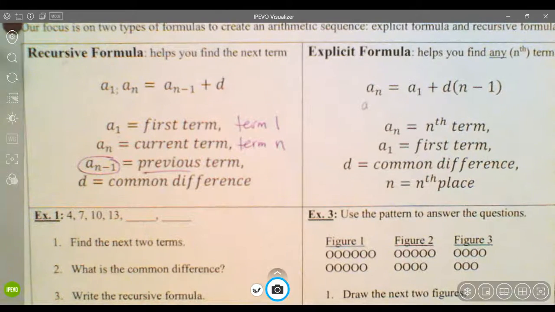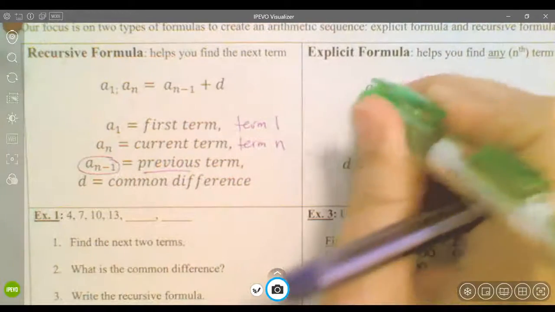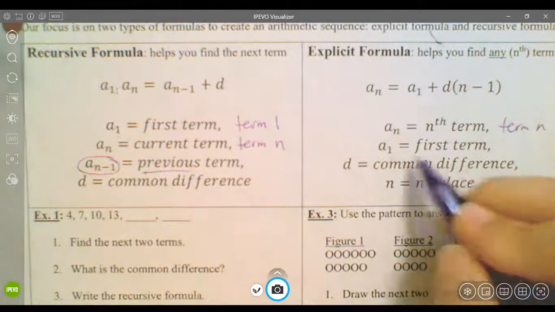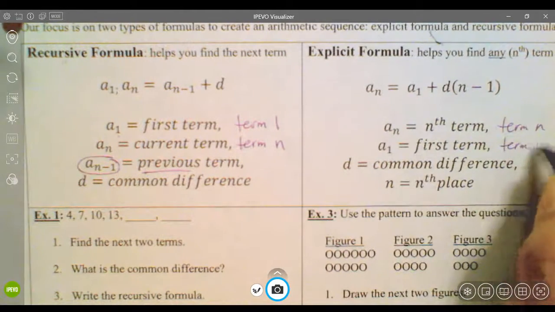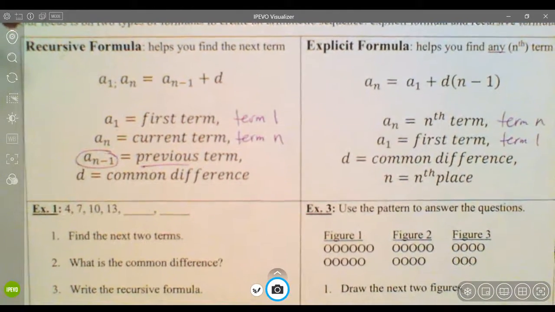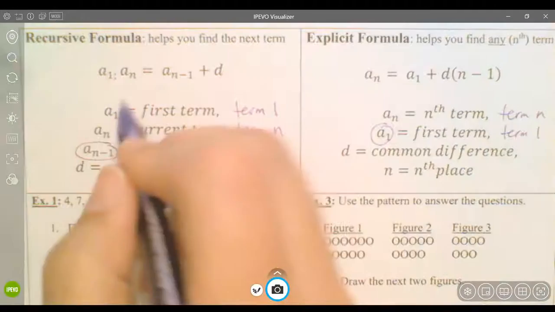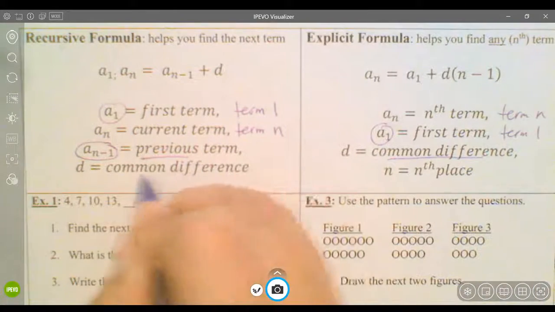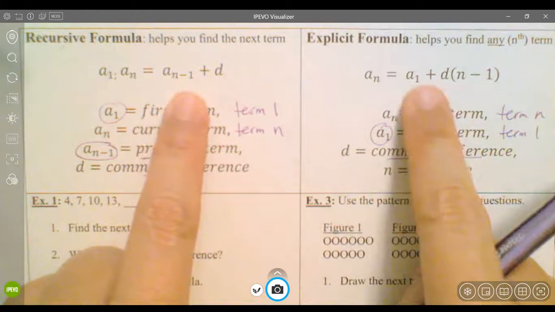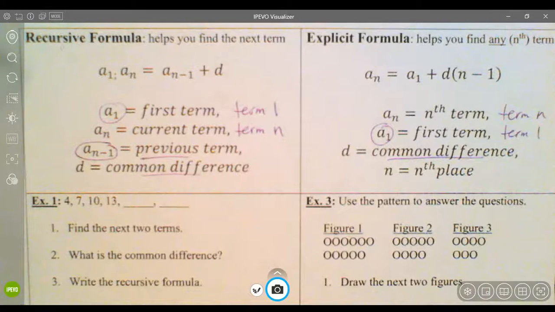And now over here, when we talk about the explicit formula, a sub n, remember, this is term n. a sub 1 is term 1. So please notice for both of these, whether it's a recursive formula or an explicit formula, you need the first term and you need a common difference every time. Notice that shows up in both of them. I mean, it shows up in the definitions, but look in the body of the equation. You need both of those parts. So let's practice a few of these.